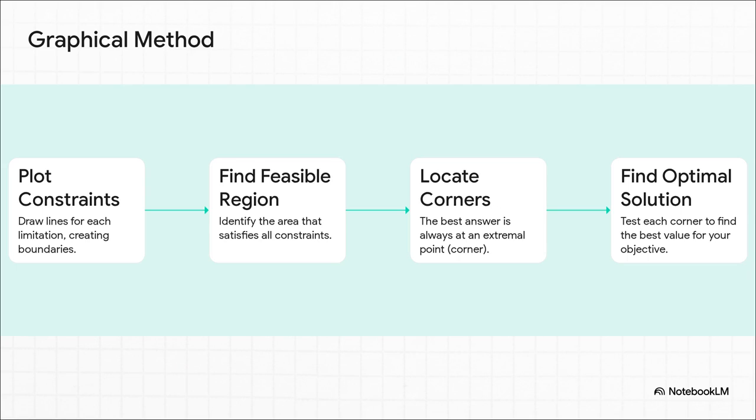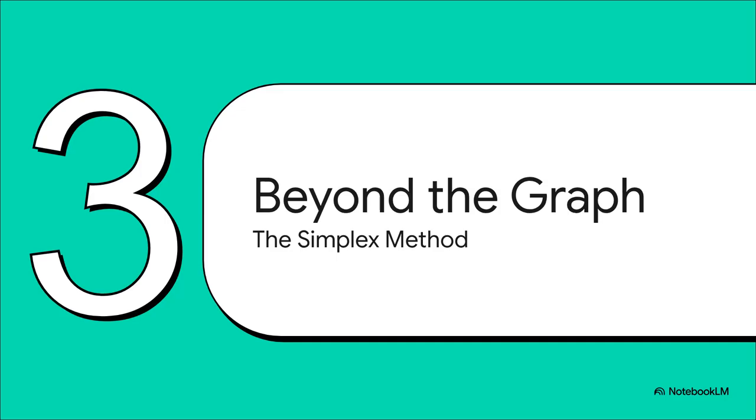So here's how it works, in just 4 steps. First, you draw your limits, your constraints, as lines on the graph. This basically fences off an area of all the possible good solutions. We call this the feasible region. Now here is the magic part. The single best answer, the optimal solution, it's not hiding somewhere in the middle of that shape. It will always be sitting at one of the corners. So all you have to do is check the value at each corner and boom, one of them is your winner. It's that simple. That graphical method is brilliant, right?